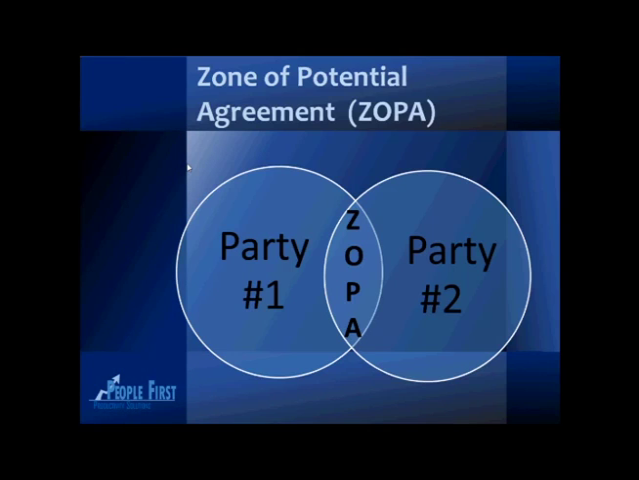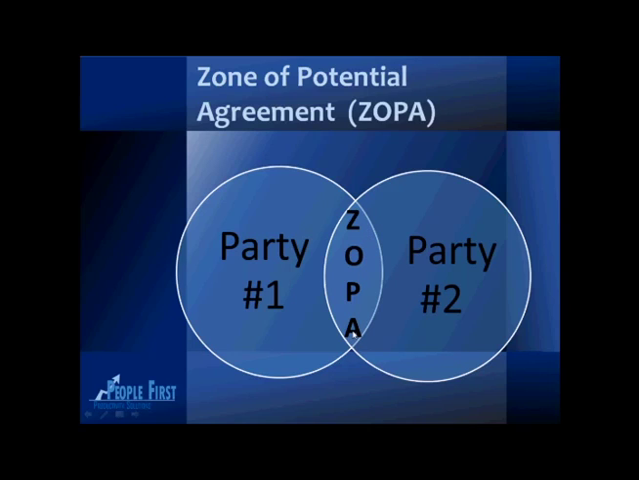First of all, collaborating, we said, requires you to understand and consider enlarging the ZOPA, or the Zone of Potential Agreement. And that's what I've illustrated here. This would be you, Party 1. This is the person that you're negotiating with, Party 2. The only place where you're going to come to any agreement is where you overlap. This in negotiating is known as the ZOPA, the Zone of Potential Agreement.